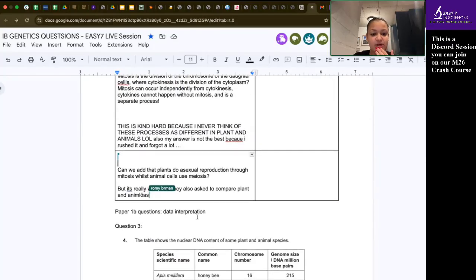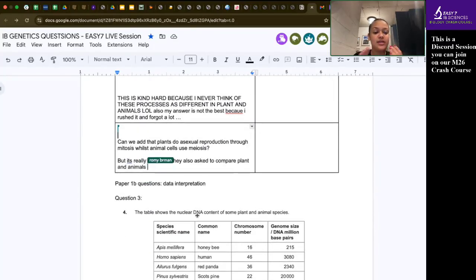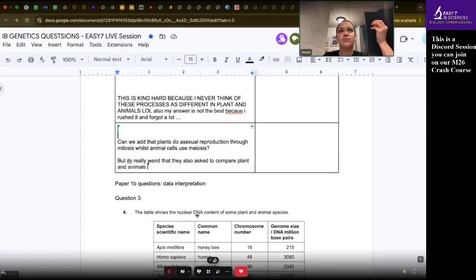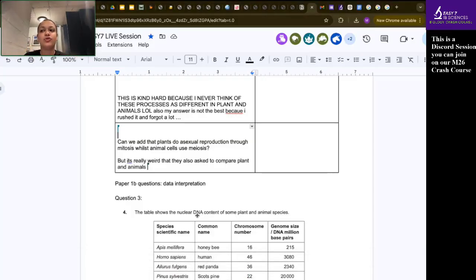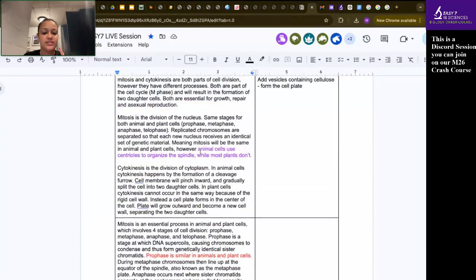But it's really weird they also ask to compare plant and animal. Yes, it is weird, because with plant and animals, you want to talk about the cell plate that forms with the vesicles and the cellulose for cytokinesis. You want to talk about the formation of the spindle in prophase, and how it's different in plant and animal cells. But there are a lot of things that are the same, because plants and animals both have forms of equal cytokinesis.